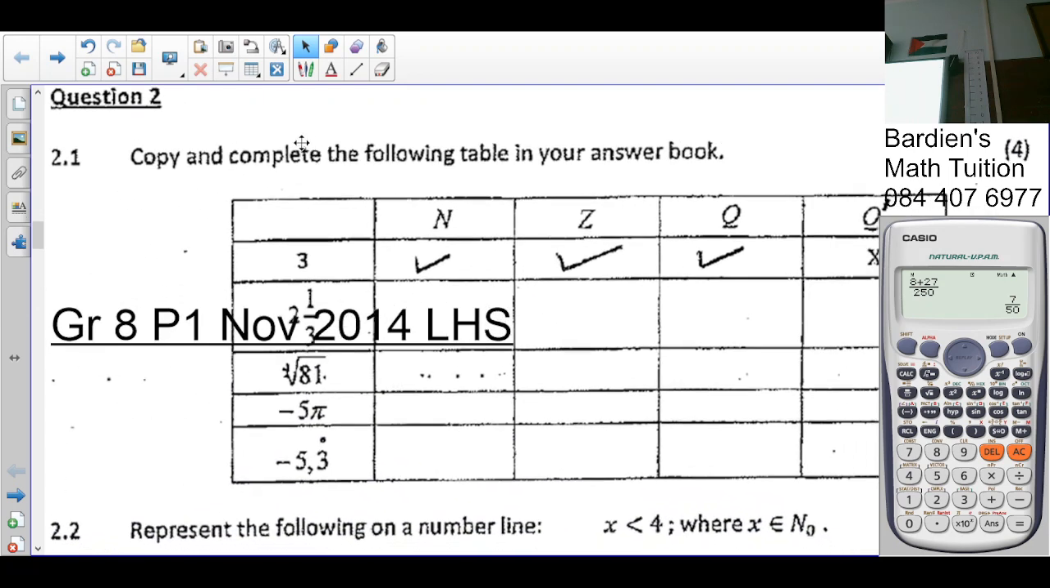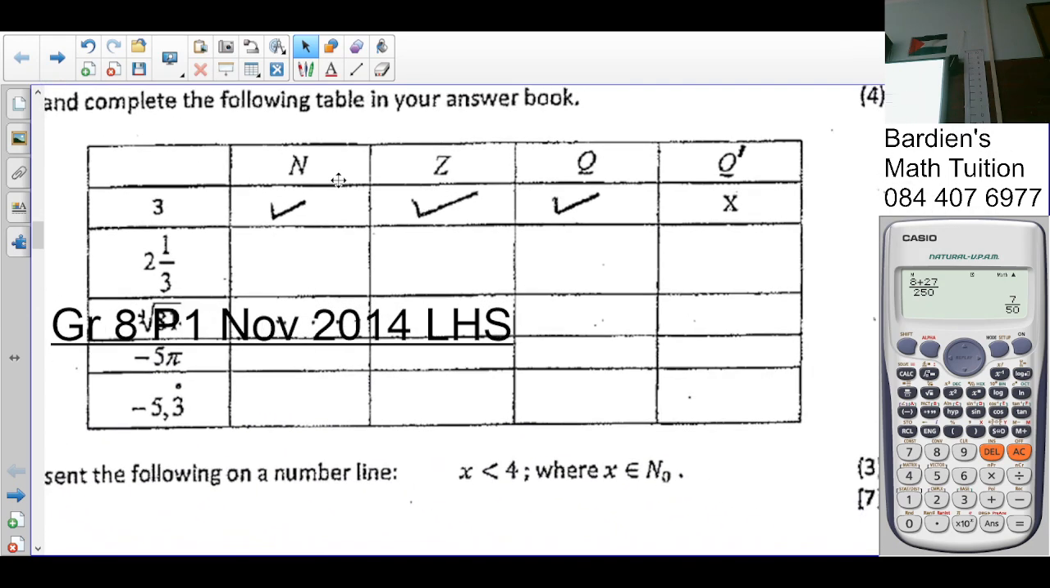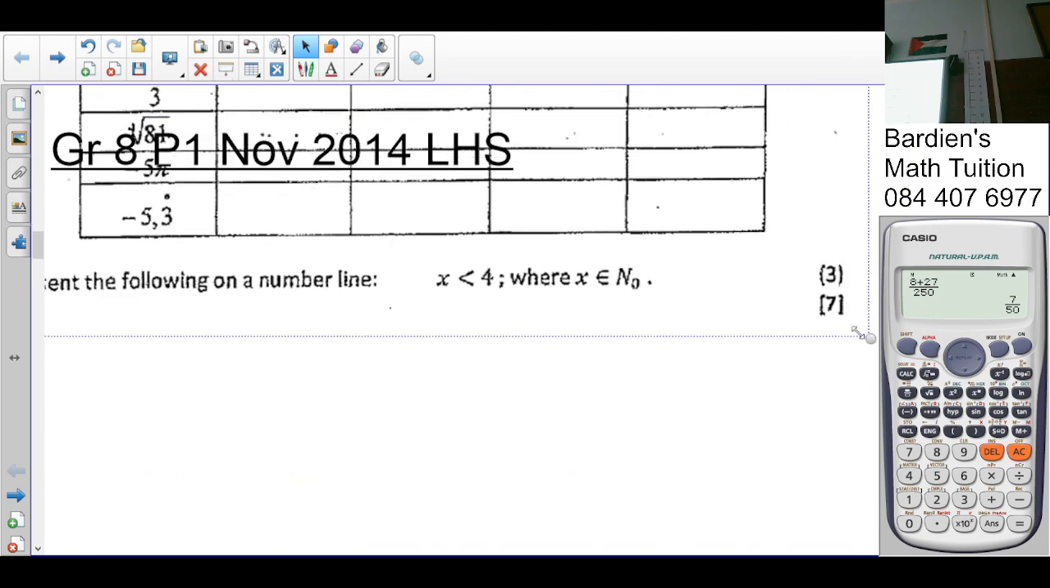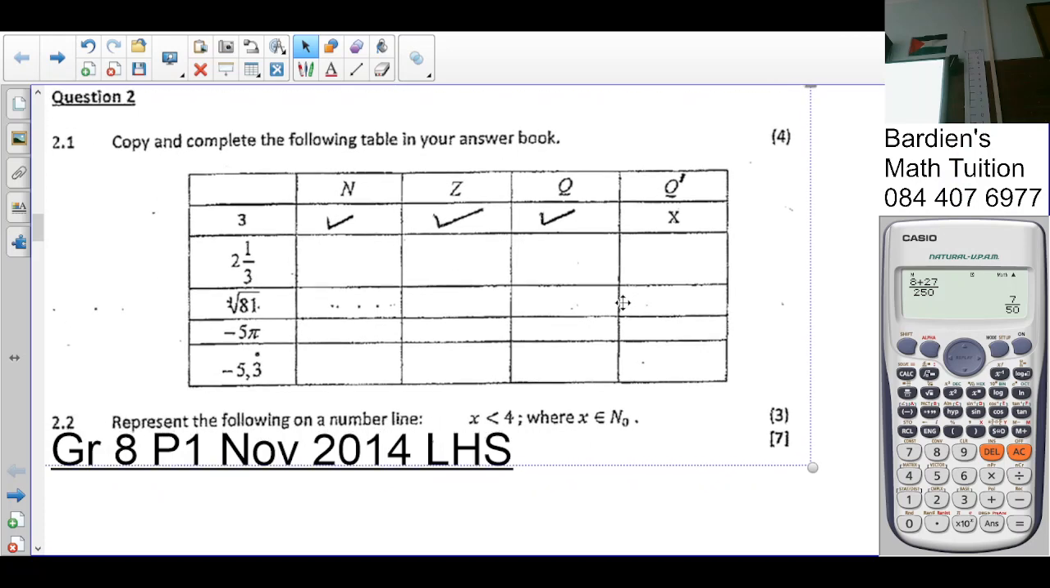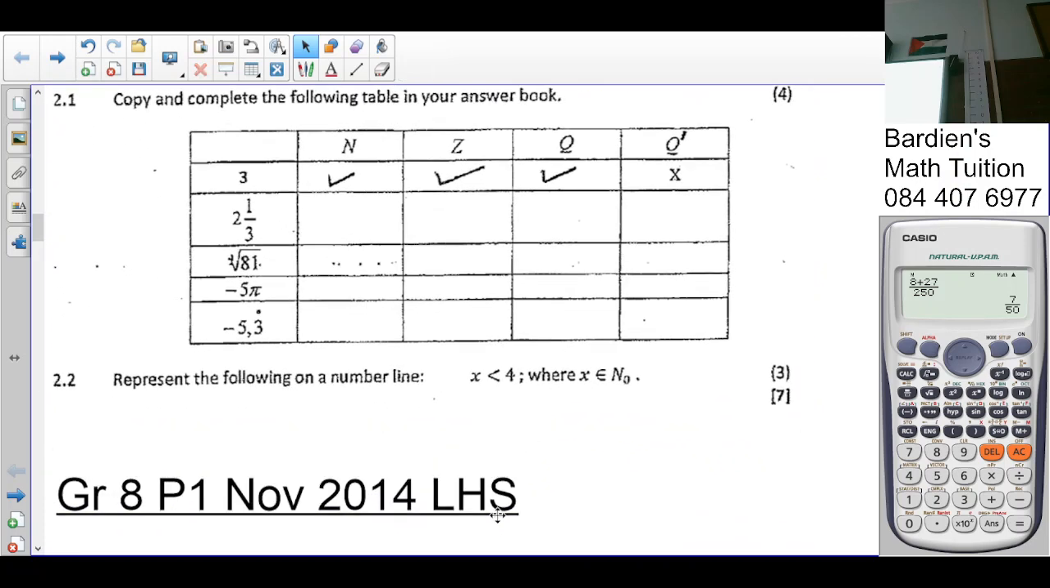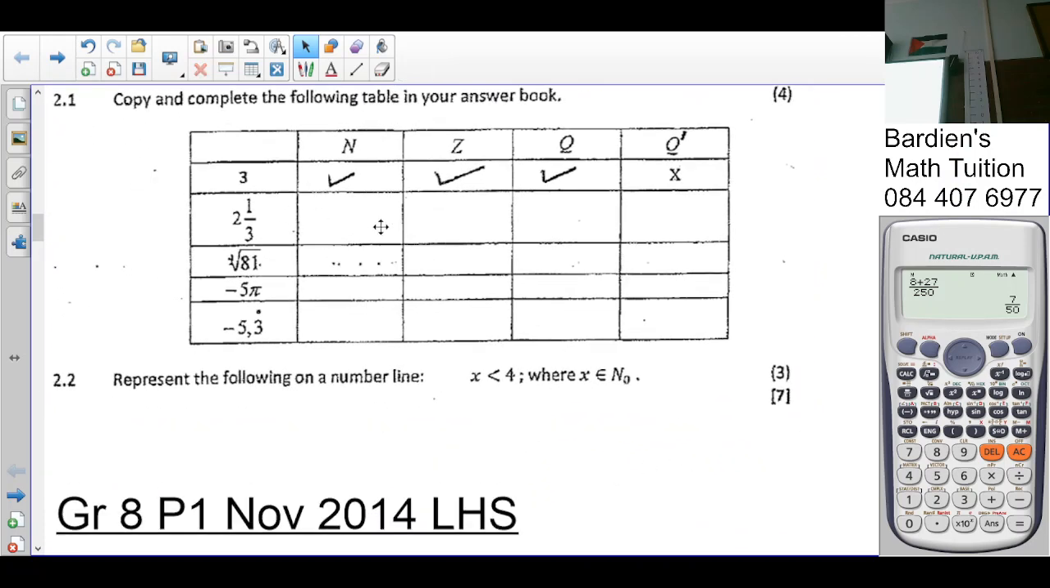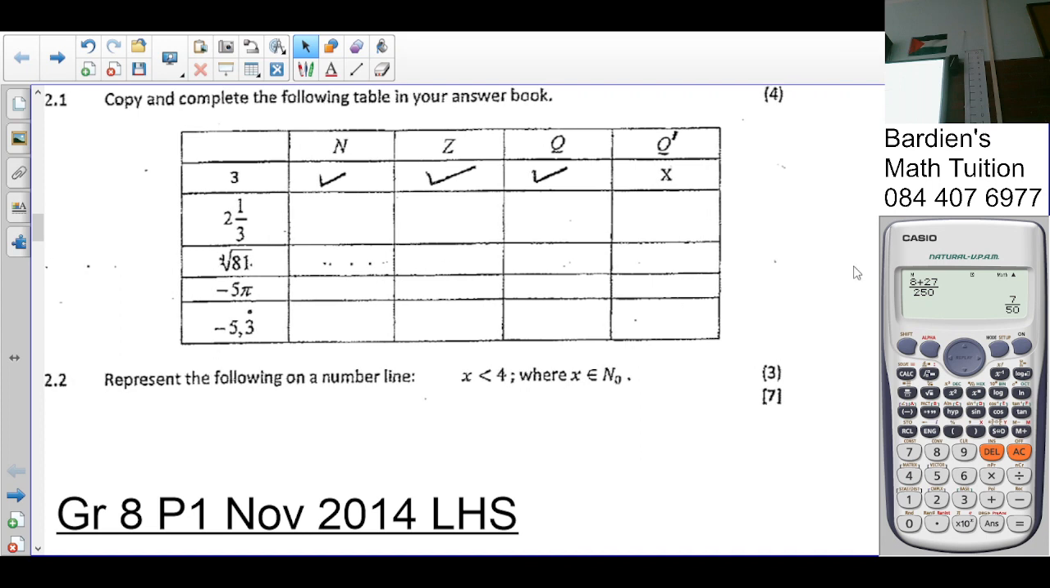Question 2 says copy and complete the following table in your answer book. Now I know you guys haven't done this section of work yet, no? But it's fine, I will answer it anyway. So the question says copy and complete the following table. The first line was given.